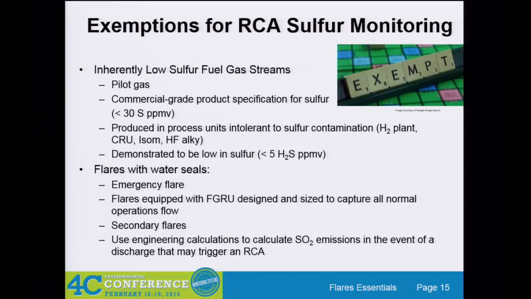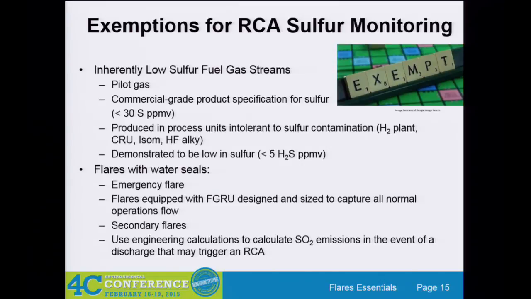If you have a stream that is not in one of these nice little caveats, you can do sampling to show that that stream is inherently low in sulfur, but you've got to meet less than 5 ppm H2S in those samples, and I believe it's a 14-day sampling event. So it's a lot of sampling. You have to submit an application to the EPA. I believe it gets published in the Federal Register, and then you're granted it. So not the easiest of processes.